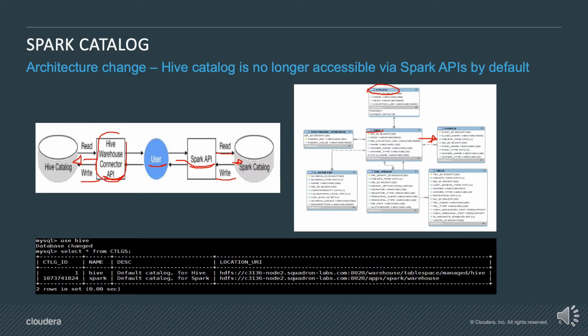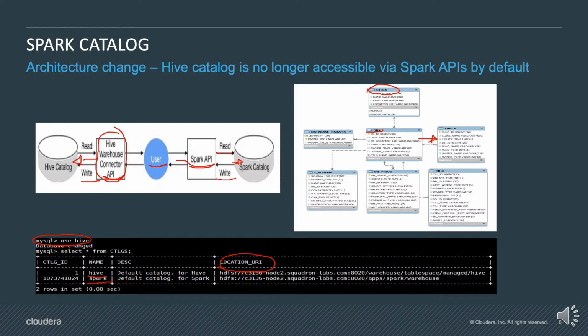To visualize this better, connect to your Hive Metastore database backend. In my case, this is a Hive database, which is built on top of MySQL, and list the entries in the CTLGS table. You will find two catalogs now, Spark and Hive, each of them having their own warehouse location on HDFS.